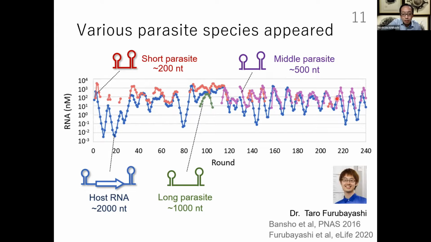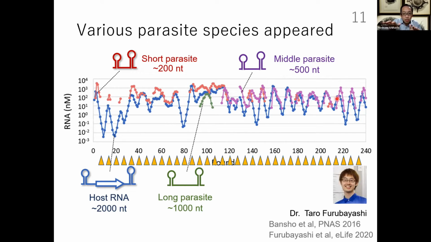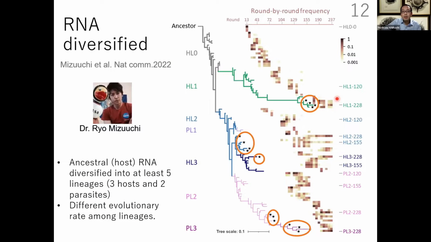We further analyzed the sequence of RNA species at this point by using a next generation sequencer, PacBio RS, and the result was summarized by a phylogenetic tree. We found that in the presence of parasites, the RNA phylogenetic tree became more complex. They are divided into several lineages. For example, here we started from a single clone ancestral RNA, and at this point they are divided into two different lineages. The lineage shown in green line we called host lineage 1, HL1.